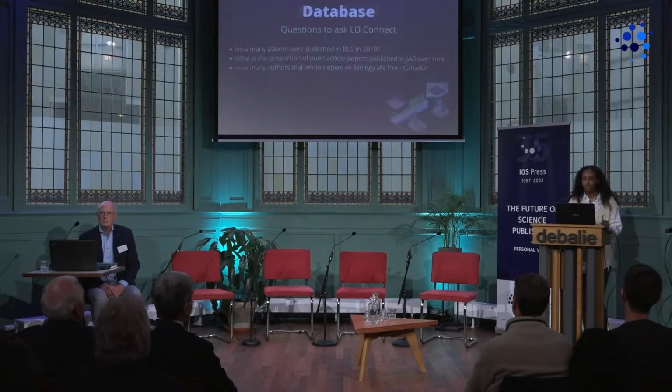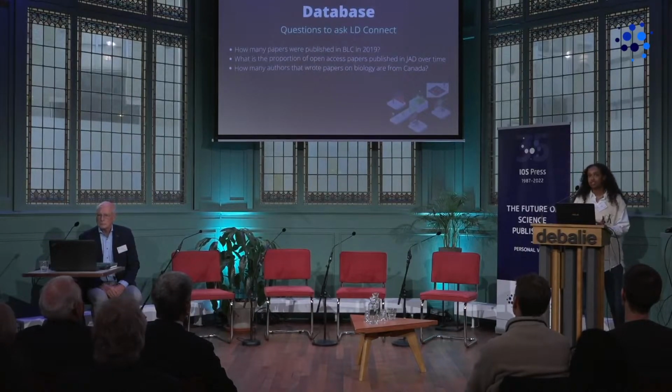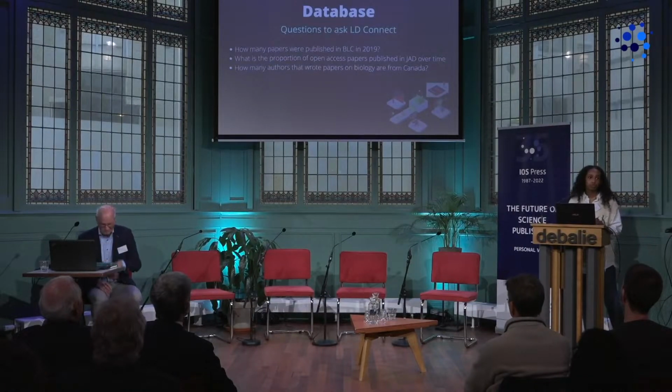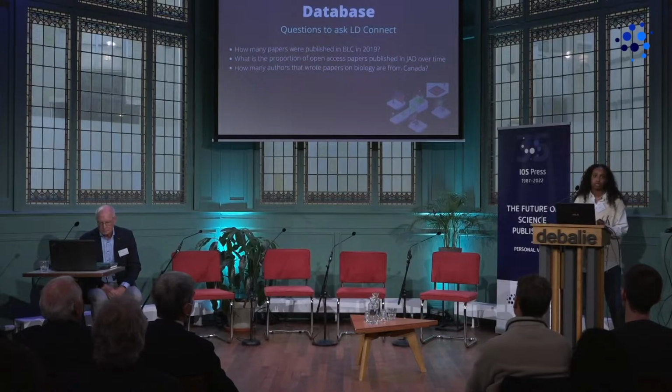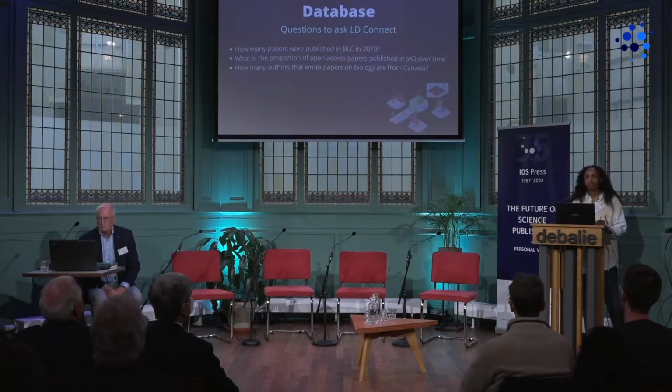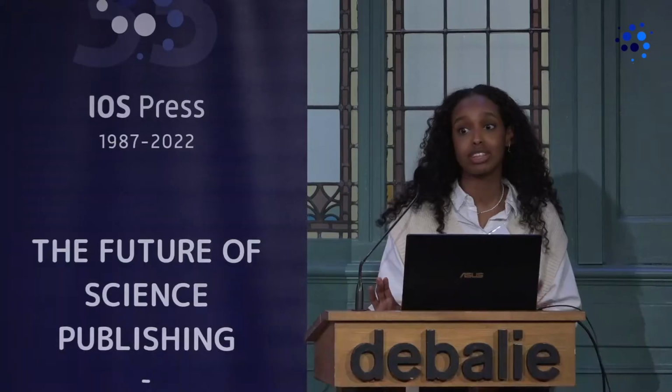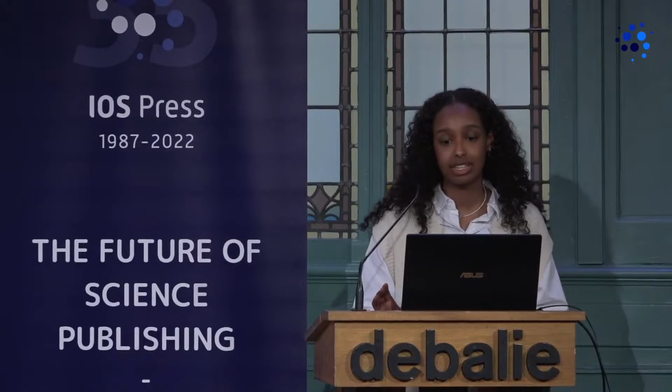So moving on to the database. What you can do with a database is that you can ask it questions. So for example, how many papers were published in bladder cancer in 2019? Or what is the proportion of open access papers published in JAD over time? And lastly, for example, how many authors that wrote papers on biology are from Canada? But these are just examples, and there's many more things that you can ask the database.